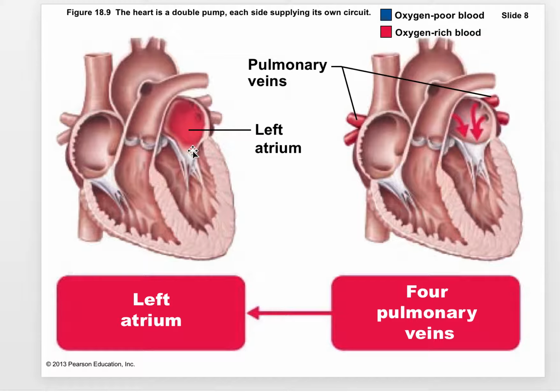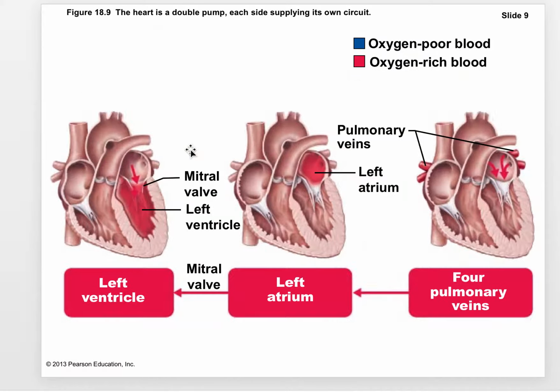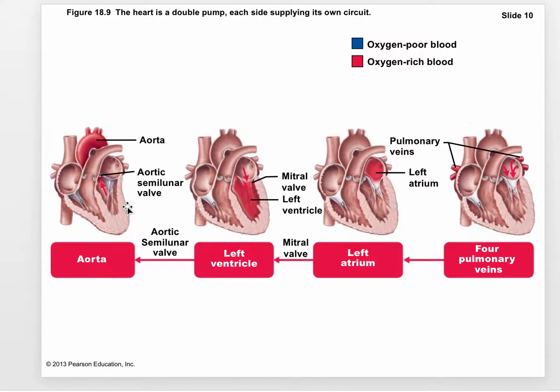Blood is in the left atrium, then it shows there the blood going into the left atrium here from the pulmonary veins. From the left atrium, blood flows down to the left ventricle. The ventricle contracts, which pumps blood through the aorta and out to the rest of the body.